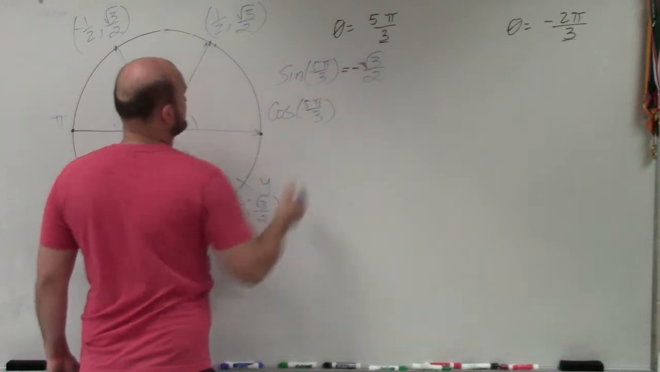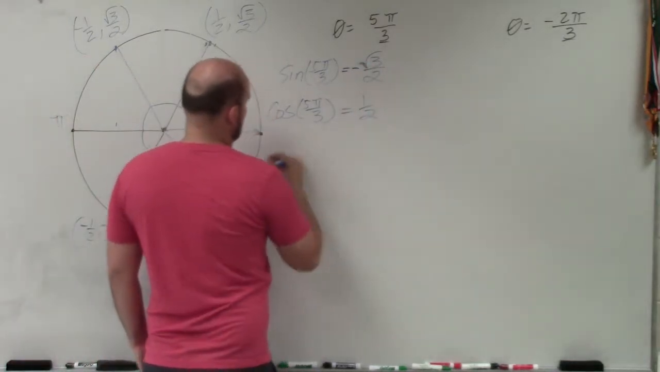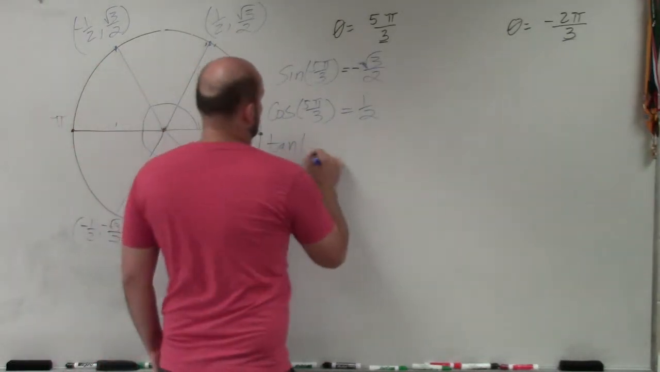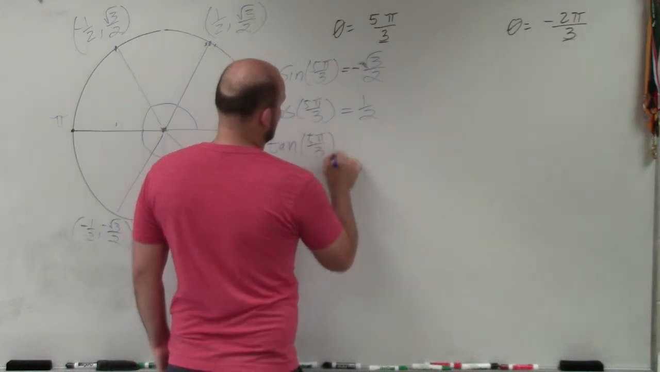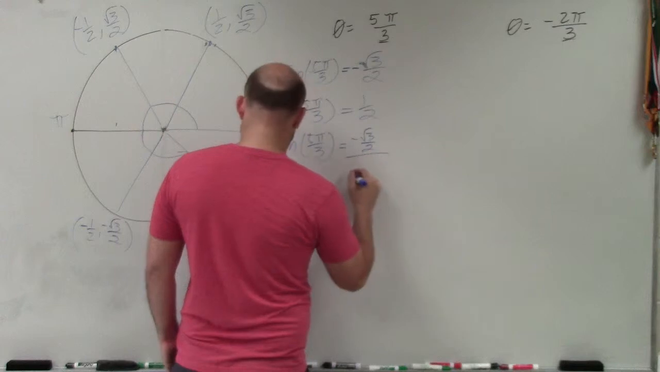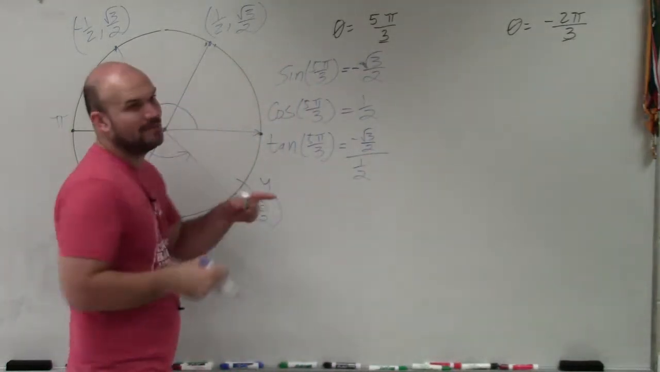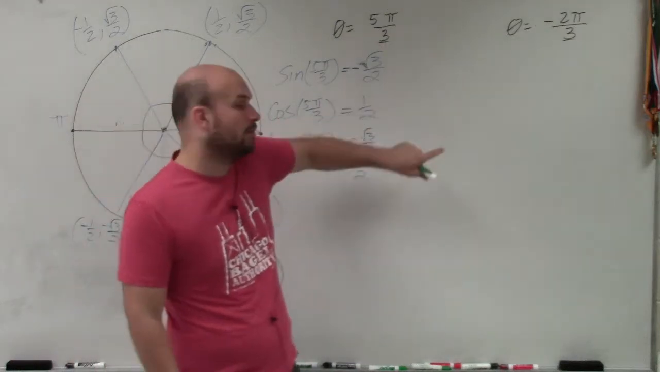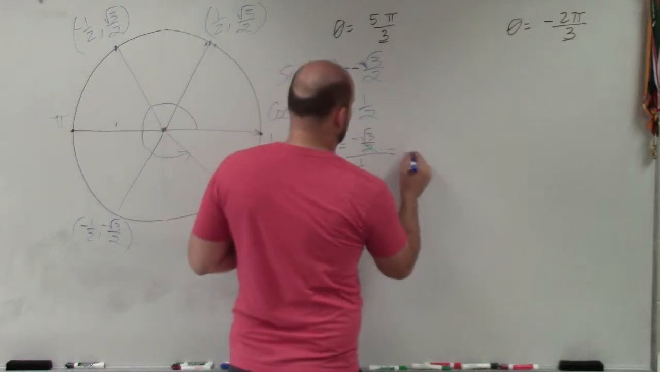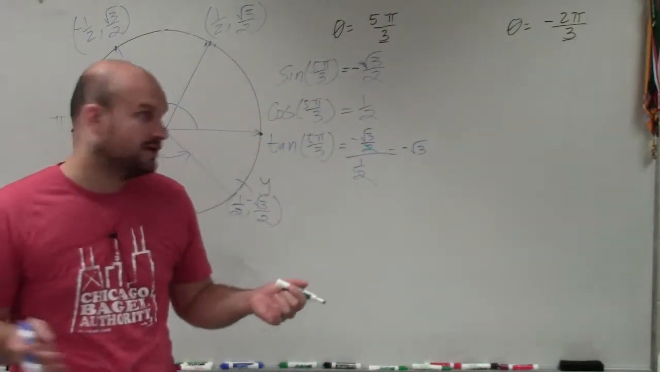Make sure it's visible. OK, so the cosine, though, is going to be a positive 1/2. For the tangent, that is going to be y over x. So I have 5 pi over 3. That's going to be y over x, which is negative square root of 3 over 2 divided by 1/2. Well, in this case here, you can multiply by the reciprocal of your denominator, which would be 2 over 1 on the bottom and the top. Or you can just delete out the 2's. And what we end up with is a negative square root of 3 over 1, which is just negative square root of 3.